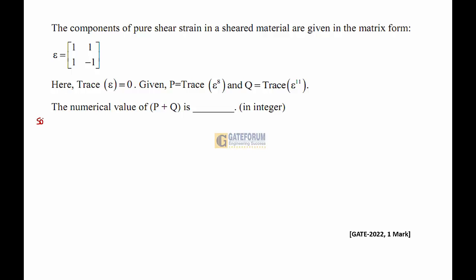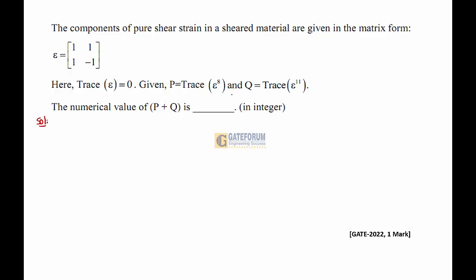Solution. Trace of a matrix is the sum of the diagonal elements: 1 plus minus 1 is equal to 0. So to find trace of epsilon power 8 and epsilon power 11, let us use the properties of eigenvalues. Trace of a matrix is equal to the sum of the eigenvalues. So if we first find the eigenvalues of the epsilon matrix, then lambda power 8 and lambda power 11 are the eigenvalues for P and Q respectively.